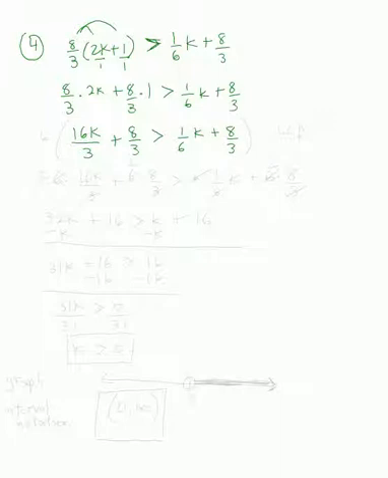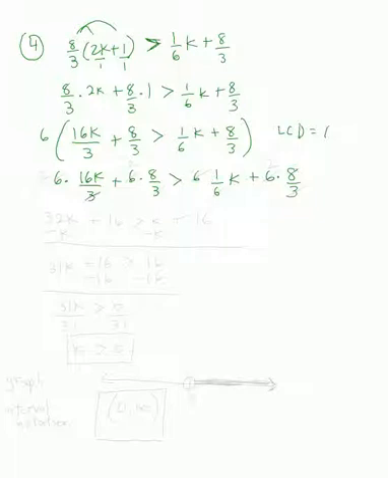Now I'm going to multiply by the LCD to clear out the denominators. The LCD is 6. So I'm going to multiply the entire thing by 6. Let me go ahead and write it out like this. 6 times 16k over 3 plus 6 times 8/3 is greater than 6 times 1/6 k plus 6 times 8/3.